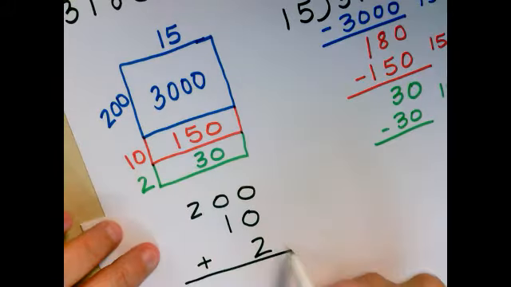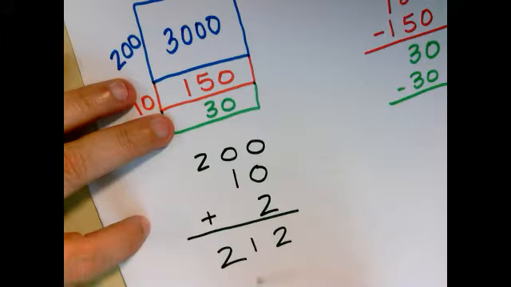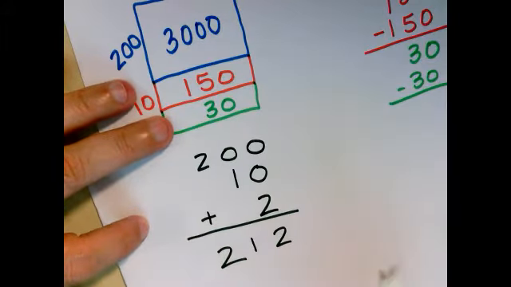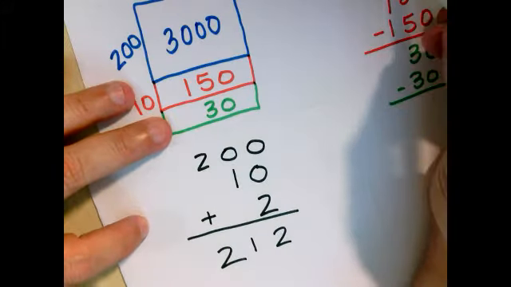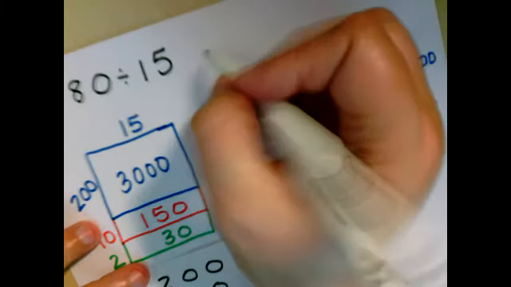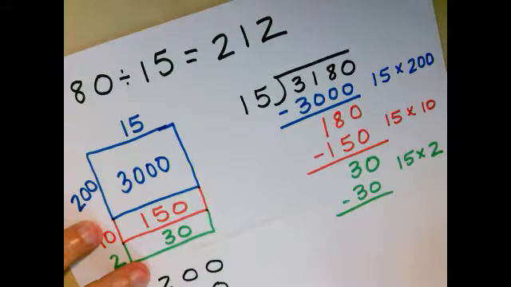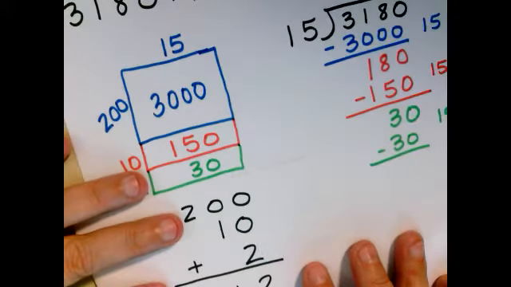So when I add those together, I find out that the quotient to this problem of 3,180 divided by 15 is actually 212. I was able to figure that out without having to go through long division. So this is a great strategy, and it works well.